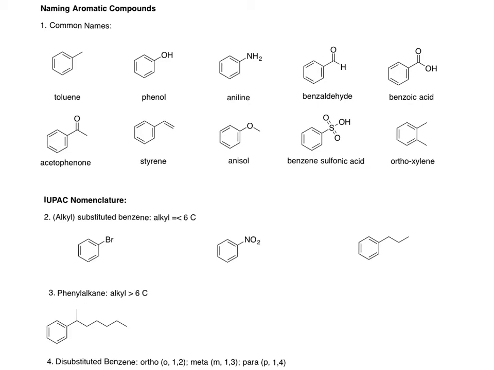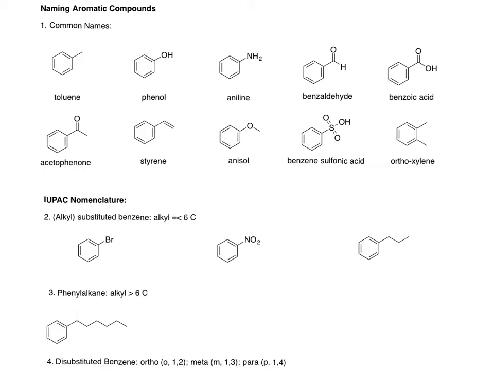Historically, lots of aromatic compounds have common names. Let me show you a few examples. With a methyl group bonded to a benzene ring, this compound is commonly named toluene, one of the solvents used a lot. And when you have an OH directly bonded to an aromatic ring, that's a phenol. And when you have a nitrogen substituted compound, it's an aniline.